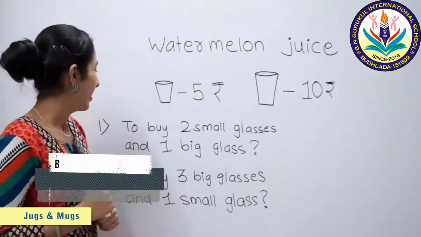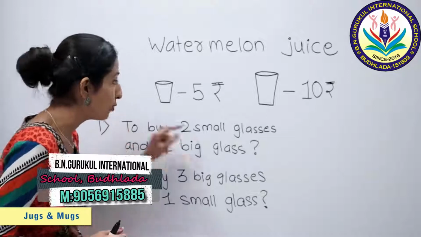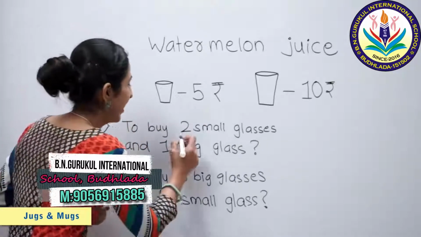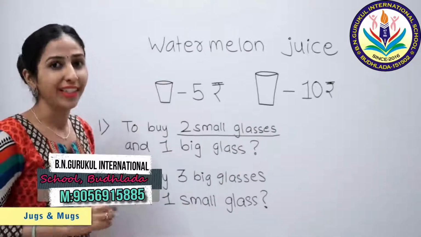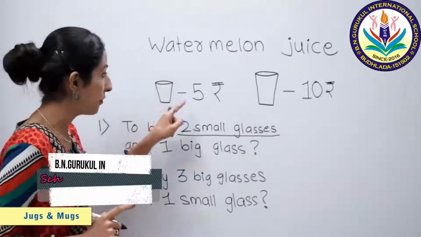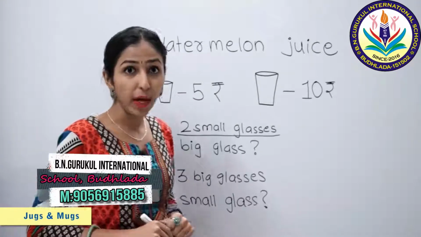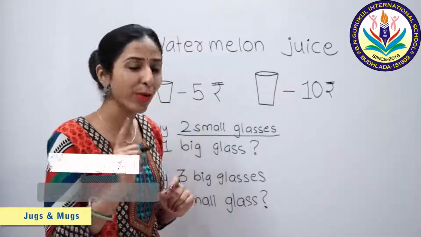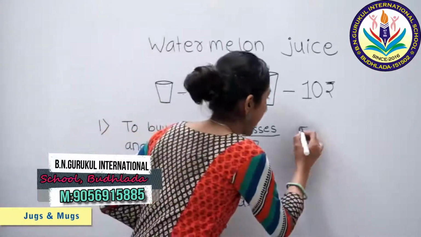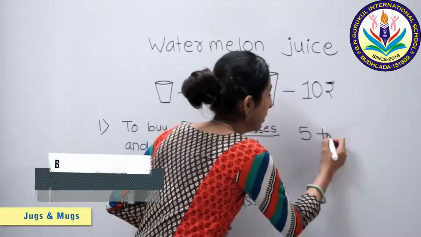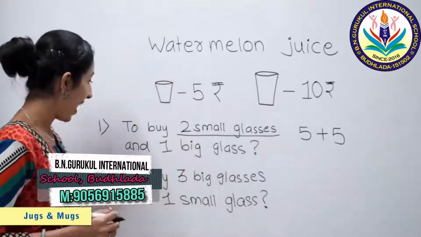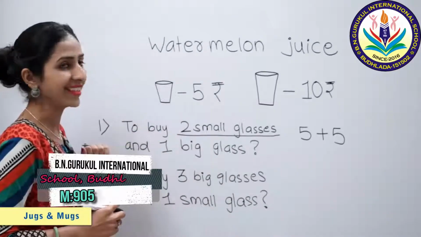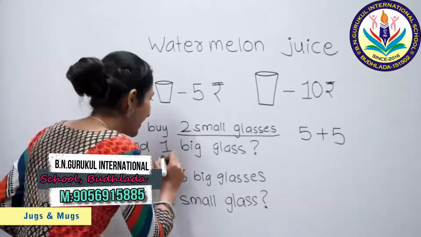Let's find out. To buy 2 small glasses, 1 small glass cost rupees 5. We need to buy 2 glasses. So, 5 plus 5 and 1 big glass.